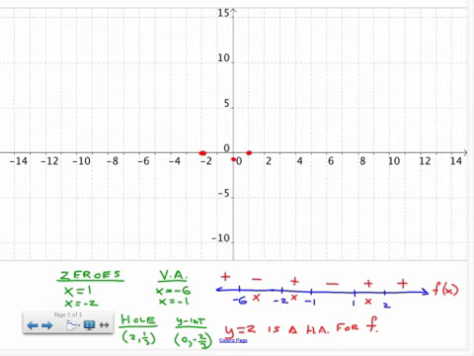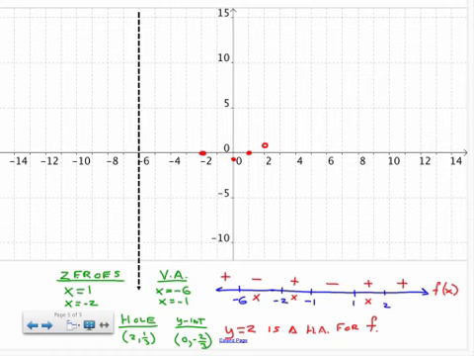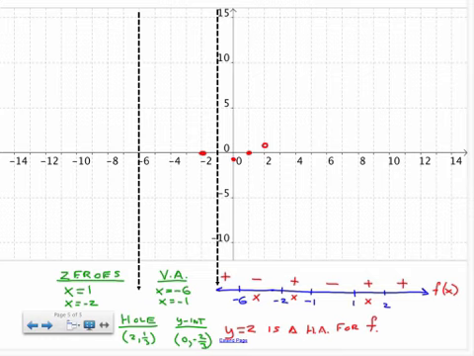And next, we know there's a hole at (2, 1/3). So I can go ahead and place that on the graph right there. And now we have some vertical asymptotes, which I'm going to denote with dotted vertical lines. Vertical asymptotes occur at -6 and at -1. So -6 and -1. And now we are ready to try to connect the dots with as much information as we have using the sign chart.